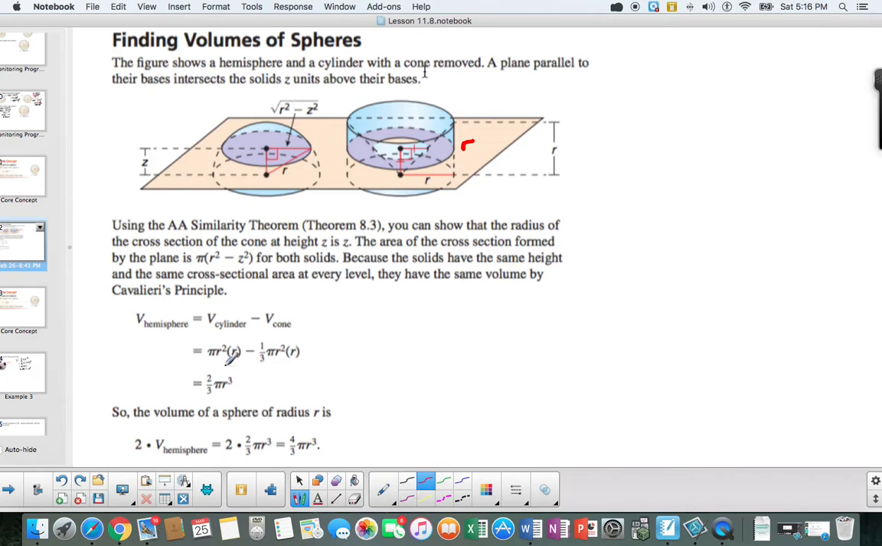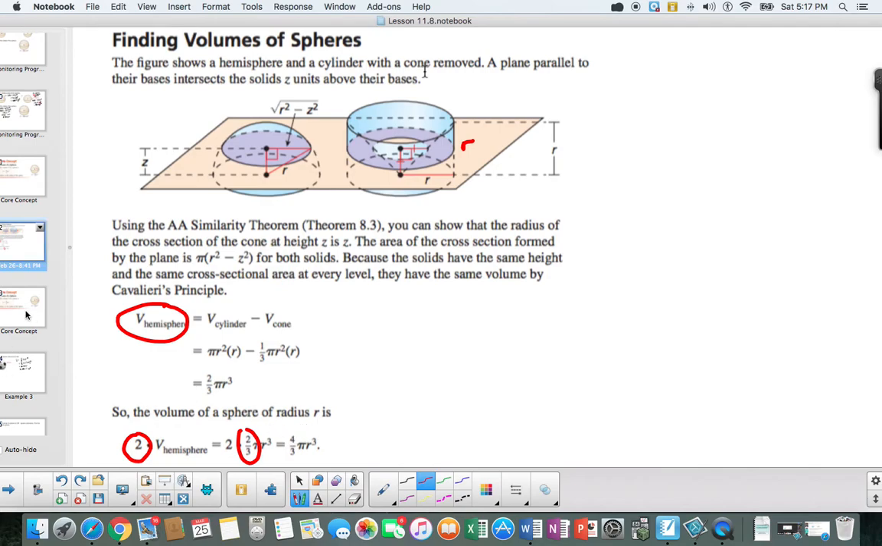Now the cylinder's volume is the area of the base, which is a circle, pi r squared, and it has the same height as the radius, r. And the cone is the same idea, but 1/3. So in the end, it's really just 2/3 pi r cubed. And again, remember, all we found is the hemisphere. So to figure out the whole sphere, you're going to have to multiply by 2. And taking 2/3 and multiplying it by 2 gives 4/3.